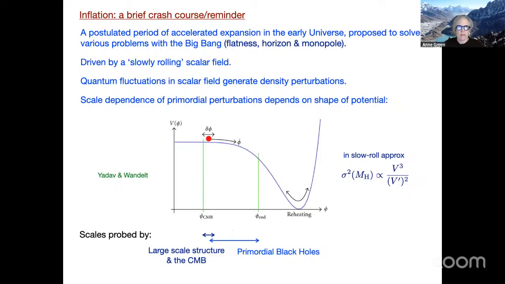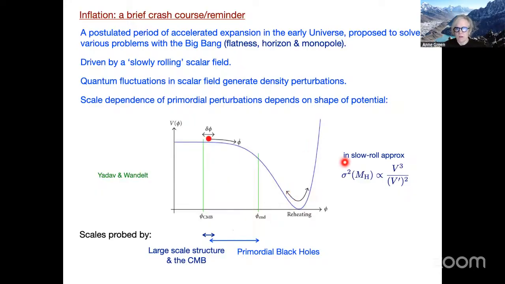And the scale dependence of those primordial perturbations depends on the shape of the potential. Here we've got a cartoon of an inflation potential. We've got our field, slow rolling down here, up until the point the potential gets too steep to support inflation, and then inflation ends, the field decays, and the universe reheats.